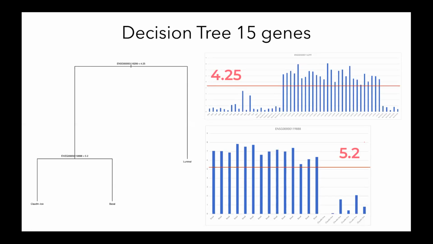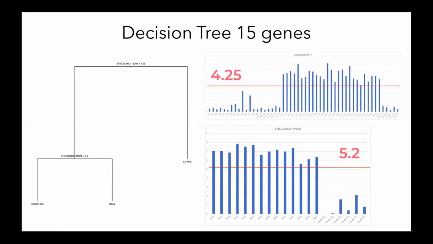Here you can see the same gene we started talking about in the beginning, the pattern that we are talking about. If it is more than 4.25, assign it to this group, and if it is less than 5.2, assign it to these groups. Okay, so assign it to either of these groups. That is the real point of classification with decision trees.